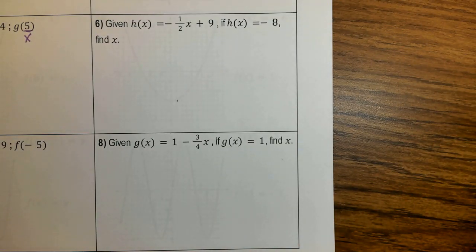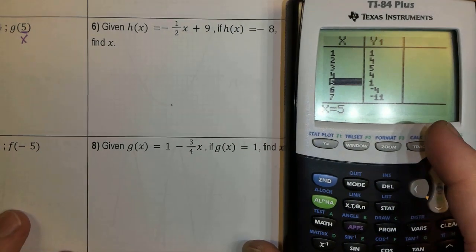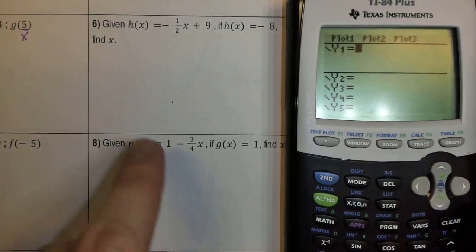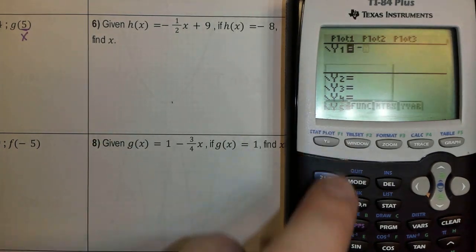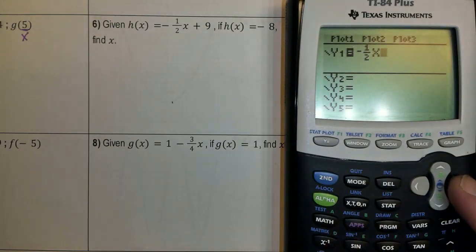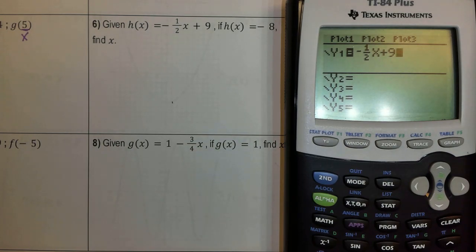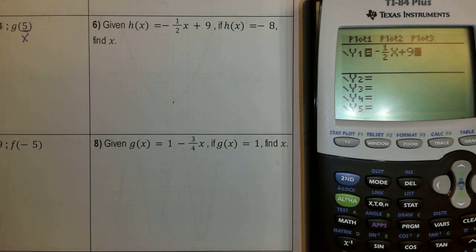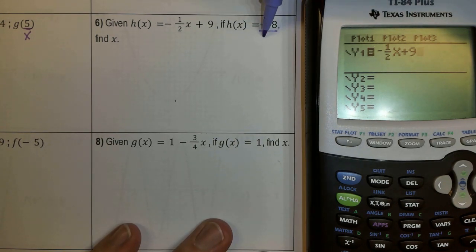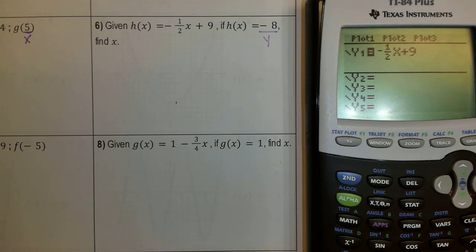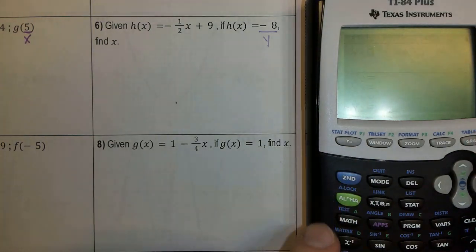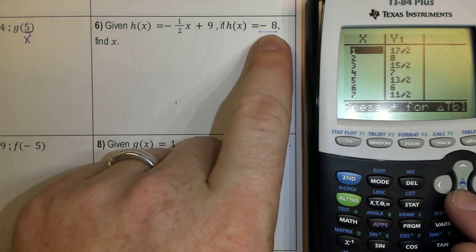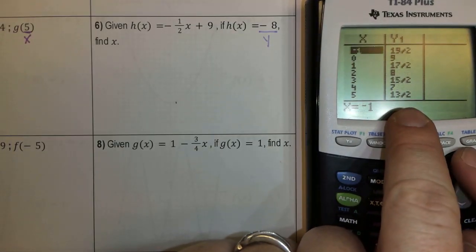All right, number 6. Okay, I'm going to get my calculator. Y equals, I'm going to type this in, -1/2 x plus 9. Okay, so I type that in. And look, this is not in parentheses, therefore this is y. So I just got to make sure when I go second graph, I'm looking for -8 on the y column.